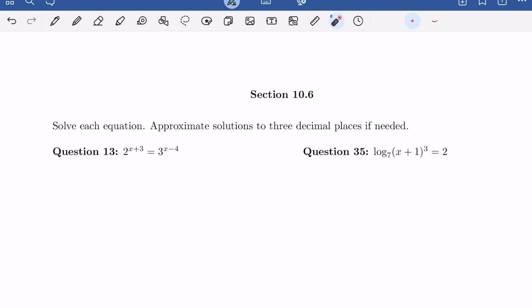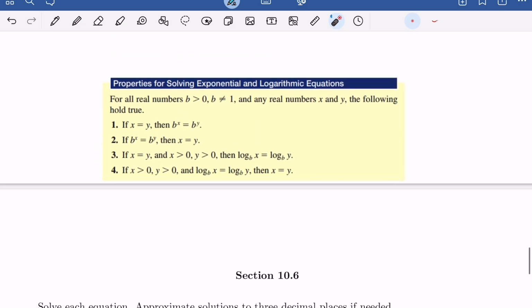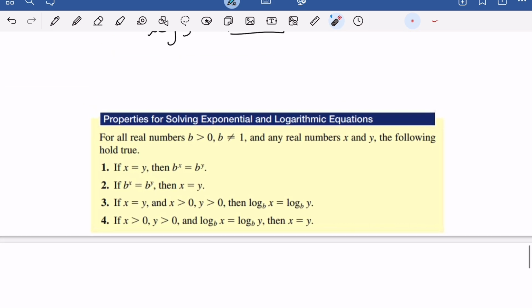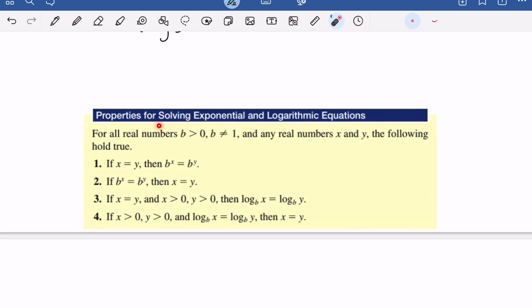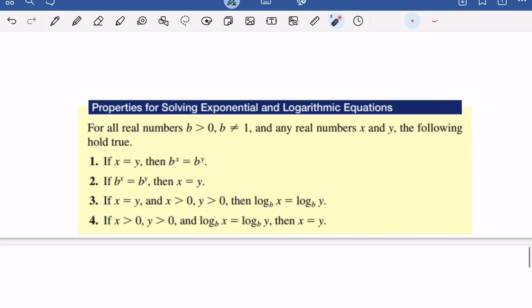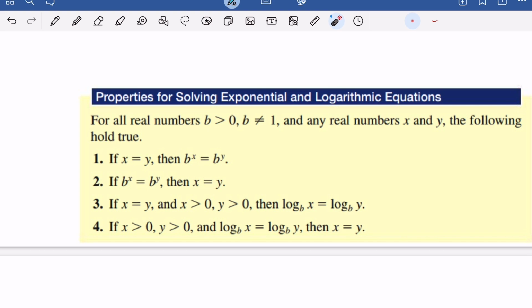In section 10.6, we're going to be solving exponential and log equations, and we're going to do so using these properties here. So again, this is just a screenshot from the textbook, and so these are the properties for solving exponential and log equations. Now, notice we have 4 properties here, and some of them might seem a little repetitive. We have that if x is equal to y, then b to the x is equal to b to the y. So if we have the same base, then their exponents are equal.